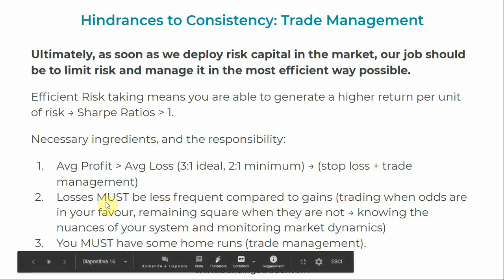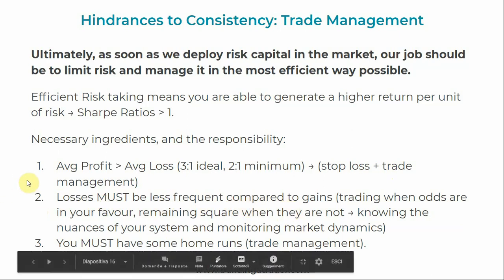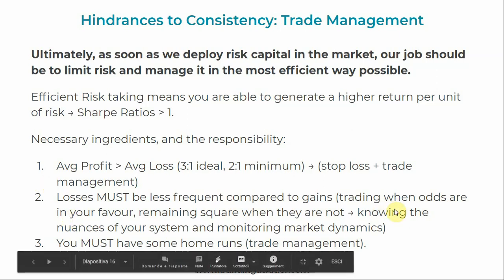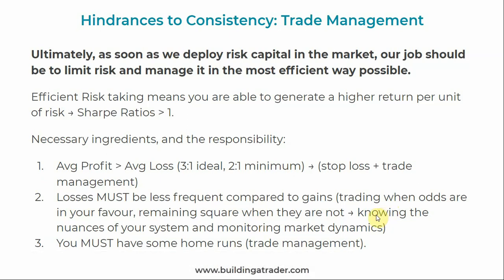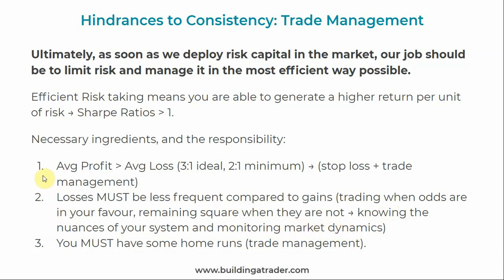Then your losses must be less frequent than your gains, okay? So over time, we're going to have a 50% win rate for good, but there are periods, and we should try and maximize those periods, where we have 55, 60% wins or even better. Okay, and this is done in the system part, in the execution part. So knowing the nuances of your system and monitoring market dynamics, knowing when the system is going to work well, and knowing when to remain out of the market.